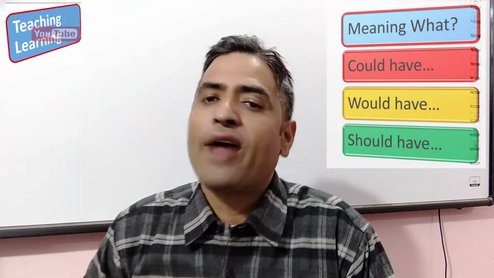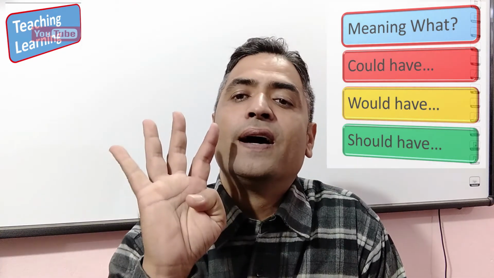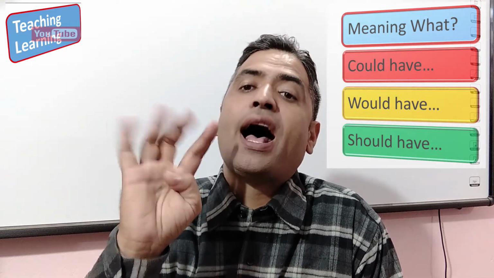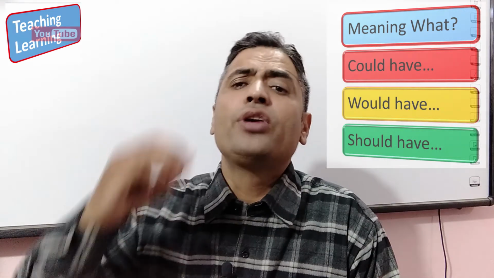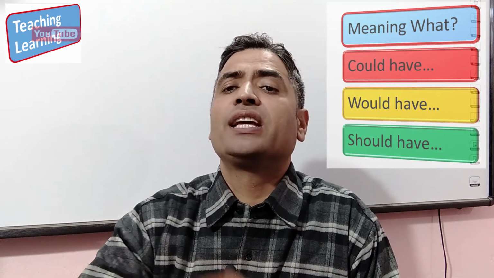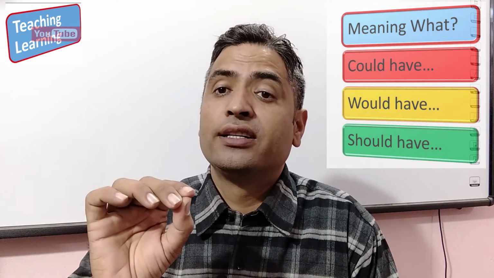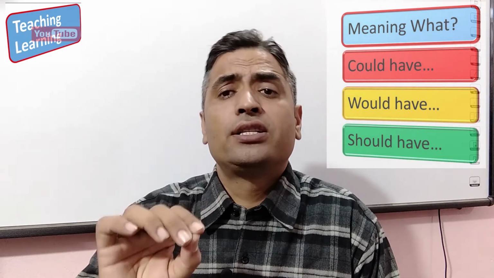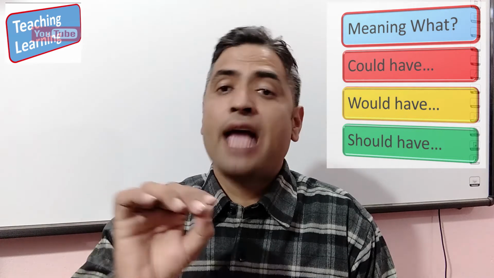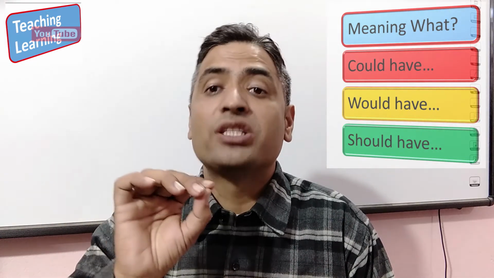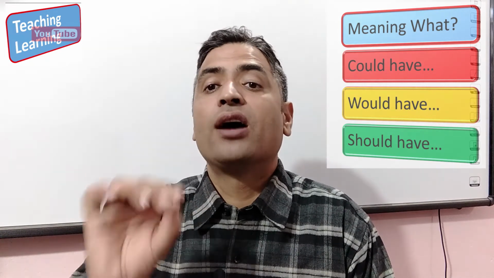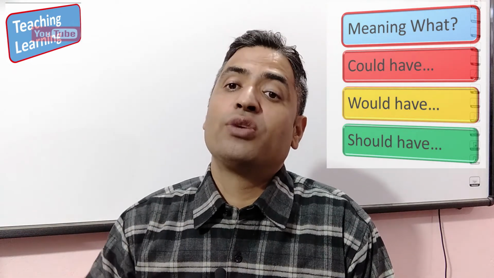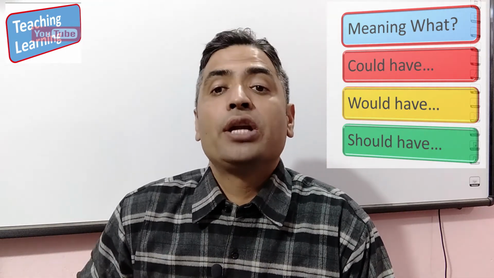Now let me summarize everything. The three structures could have, would have, and should have are used for different purposes. Could have means there was a possibility of something in the past, but you didn't do it. Would have means a past unreal condition. It didn't happen because the situation or condition was not appropriate for it. And the third one is should have. You didn't do this, but now you realize it was important, and you are feeling sorry about it.